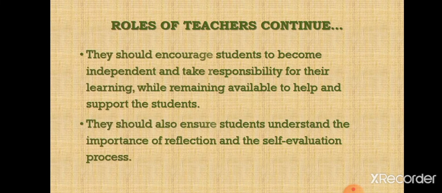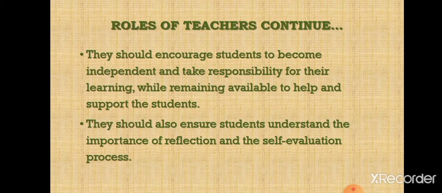So we have that teachers should encourage students to become independent and take responsibility for their learning while remaining available to help and support the students. Since it is self-directed learning, the teachers must not just sit back in the chair and leave the students to do every work in the classroom. The teacher must be there, available to help where the students are finding it difficult and where the students might have questions.